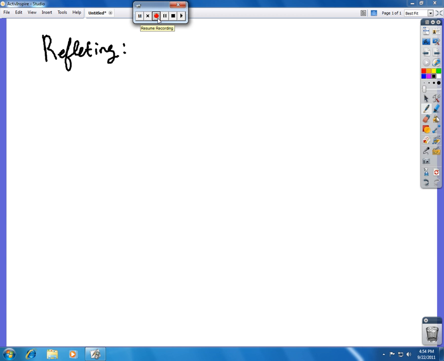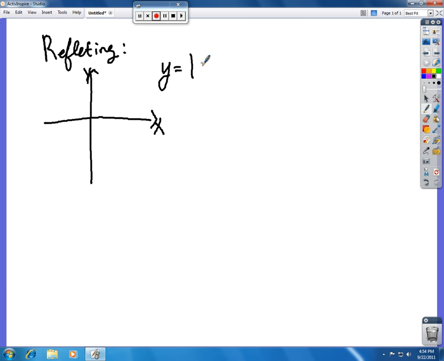And now we're going to talk about reflecting. Reflecting would be basically reflecting across one of the axes. So you got your y-axis and your x-axis. So if we had, let's say, I don't know, y equals the absolute value of negative x, doesn't matter. This would simply look like something like this once you graphed it.